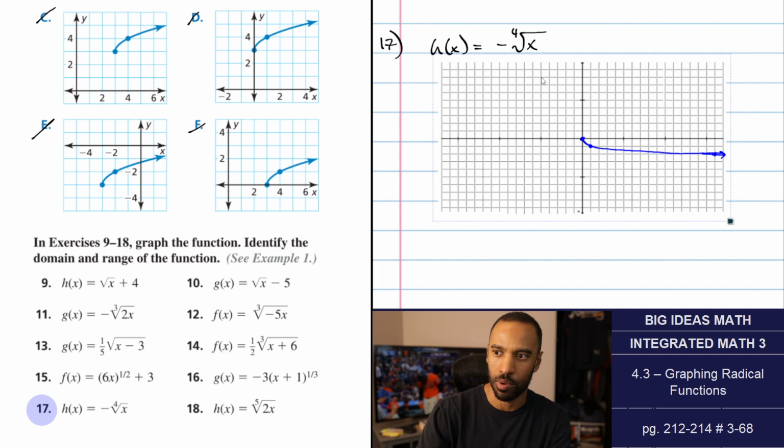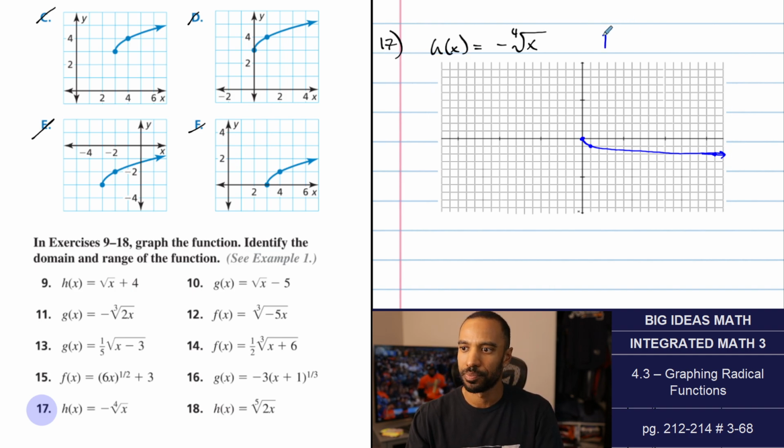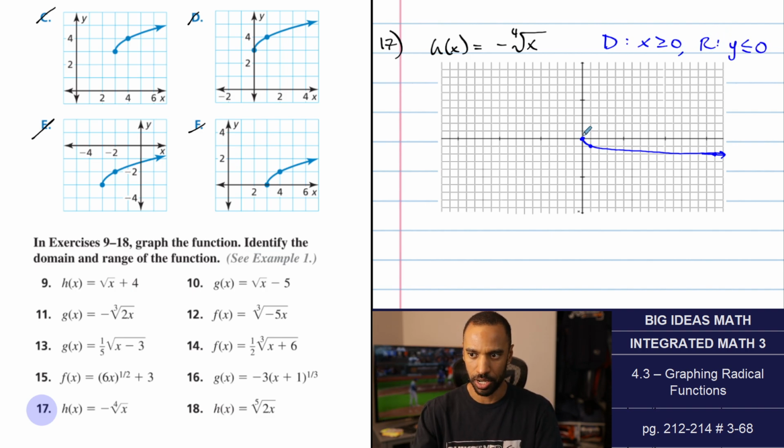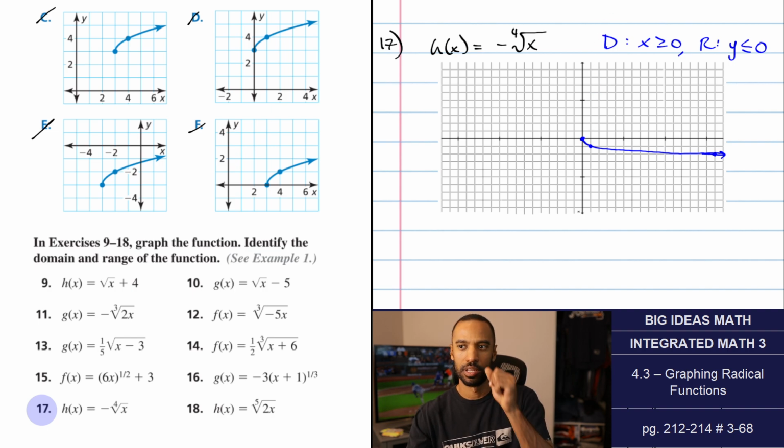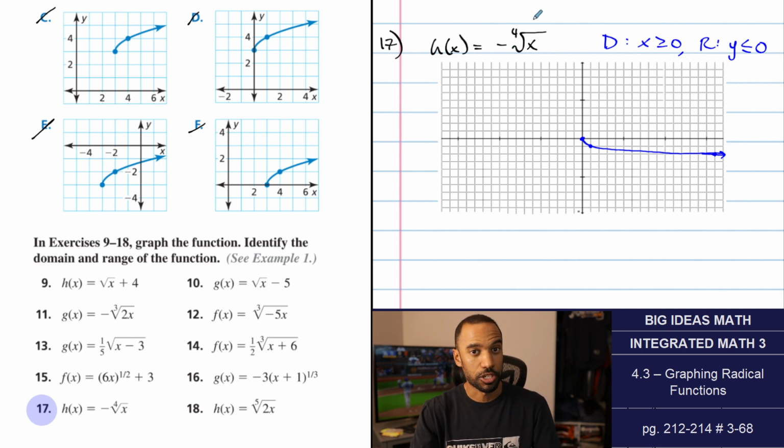I want to write domain and range. Let's just write it up here. Domain, x has to be greater than or equal to 0. Range, y is less than or equal to 0. In this case, your range goes downward from 0 to plot those points because of the reflection in the x-axis.